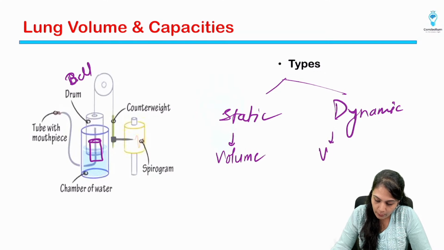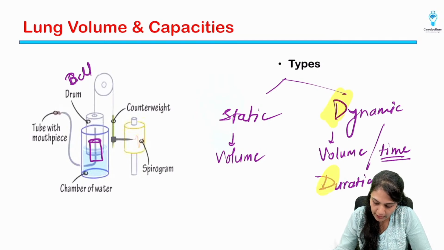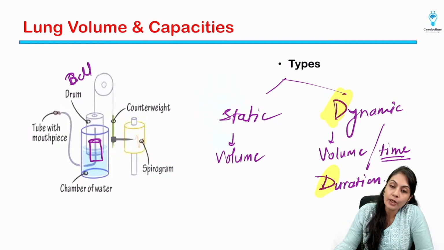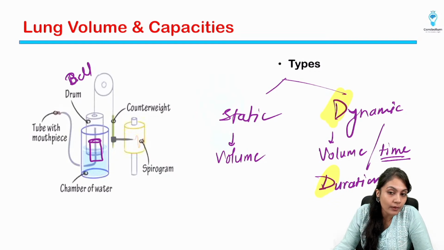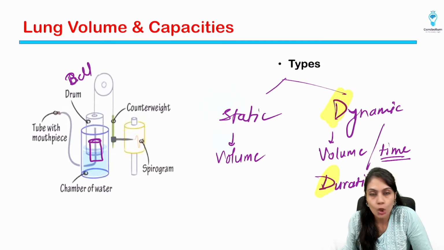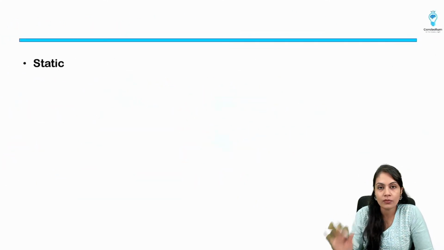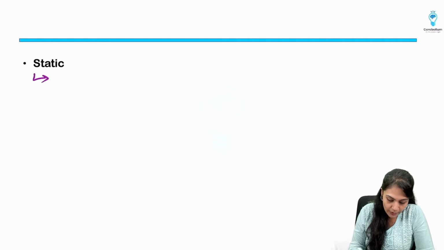In the dynamic, we are going to check the change in the volume per unit time. So we are measuring the duration in the dynamic. Please remember, D for dynamic, D for duration. That means we are taking the time into consideration, and in the static we are not going to bother about the time. So time is taken into consideration when we are measuring the dynamic type of volumes and capacities, not the static ones. Okay, what are the static ones? All of them are static ones, which we talked about already yesterday.